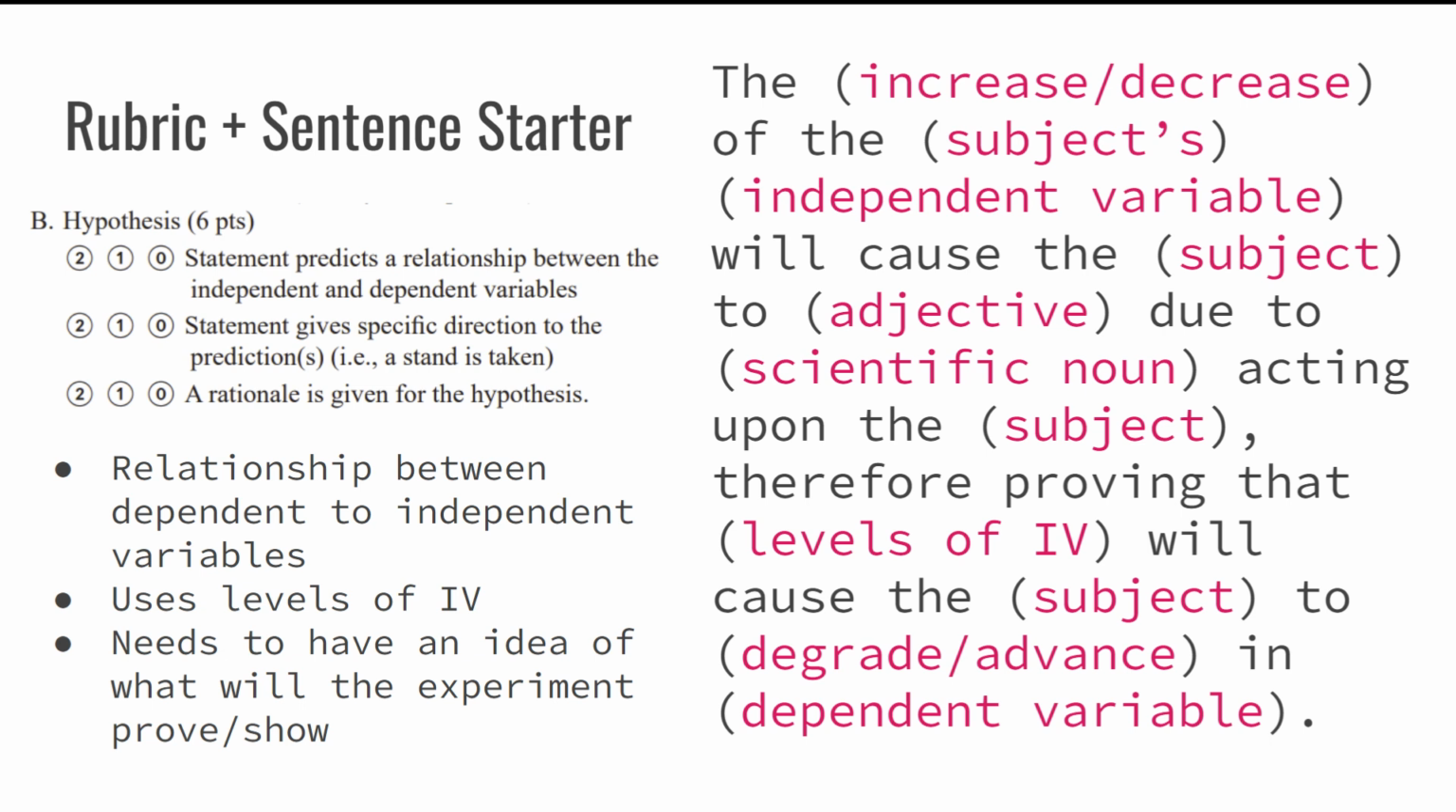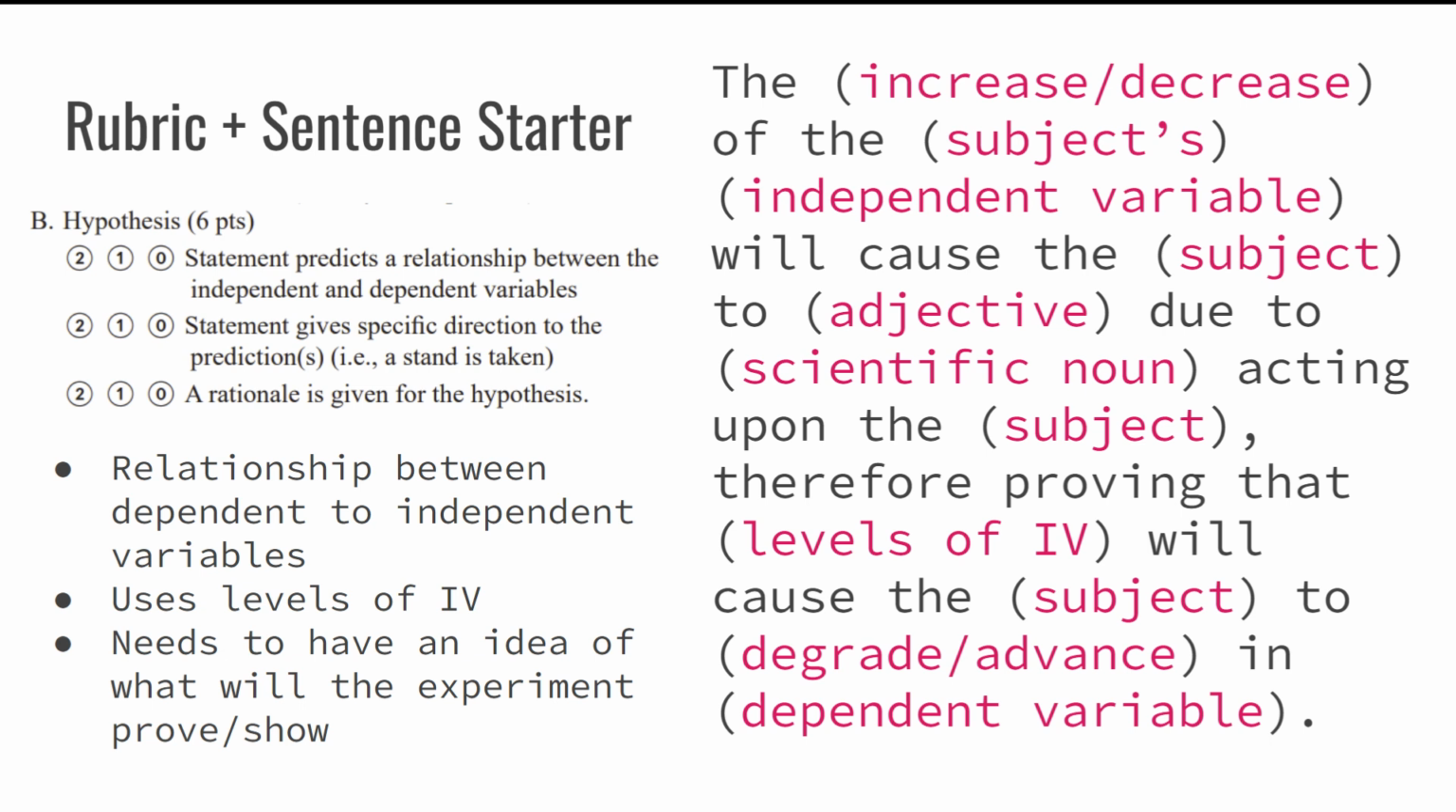Next, let's look at our rubric for it, and we can see that it's talking about our rationale, which is the idea that we want to take and which direction we are putting that in. Next is the statement that gives a specific direction. Again, a stand is taken. So both of those are pretty much in the same type of rubric, except a rationale means more of levels of independent variable. And lastly, we have our statement predicting a relationship, which is what I talked about first: how the dependent variable is going to be affected from changing our independent variable.